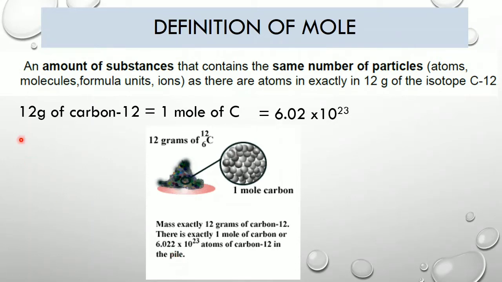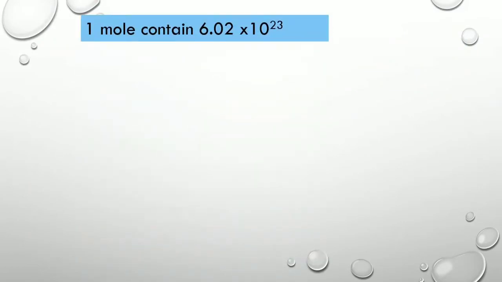Based on this definition, I can say 1 mole of oxygen atoms also contains 6.02 times 10 to the power of 23 oxygen atoms. So 1 mole of any substance will contain 6.02 times 10 to the power of 23 particles, the same as what is in 12 grams of carbon-12, which is equal to 1 mole of carbon.